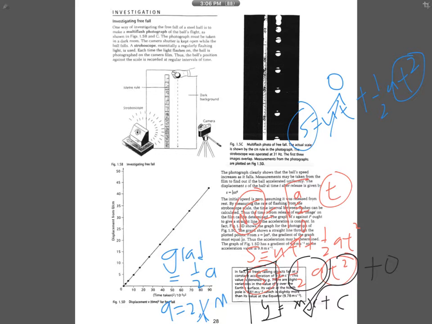If you look at this setup here, you will have a ruler, and then you will drop the ball next to the ruler. And as the ball falls, you're going to capture the image of the falling ball. But how do you capture the image of the falling ball and get an image like this? You must leave your camera with the shutter open. And then you will have a flash stroboscope. And you must perform this experiment in a dark room.